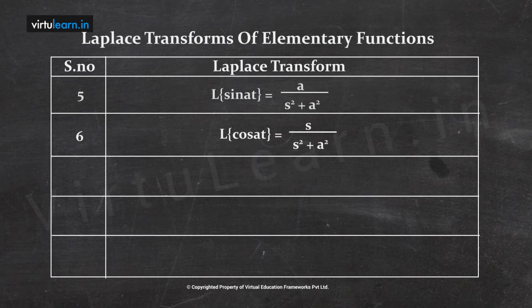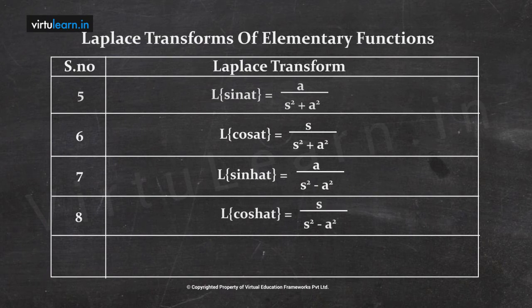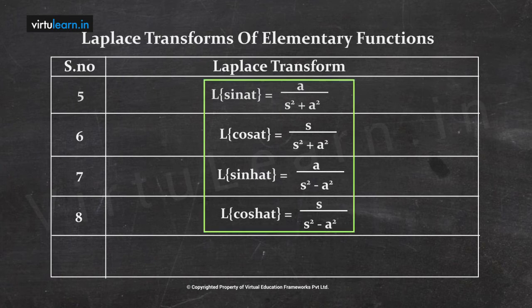Now Laplace transform of sinh at equals a by s square minus a square. This is a hyperbolic function. Laplace transform of cosh at equals s by s square minus a square. These four are trigonometrical ratios, and we have given the formulas for the Laplace transforms of these trigonometrical ratios.